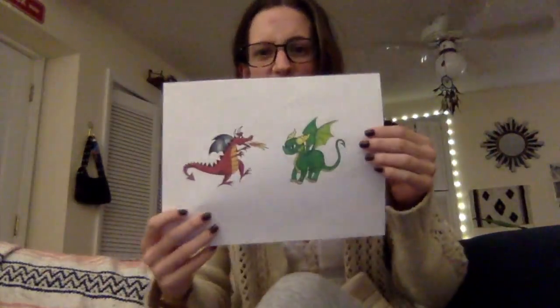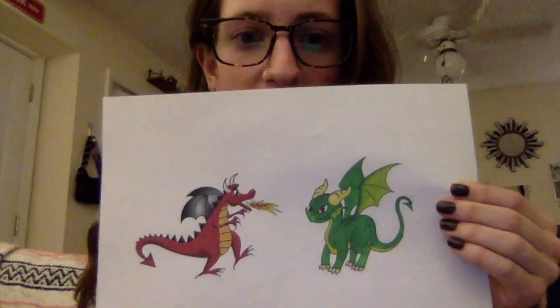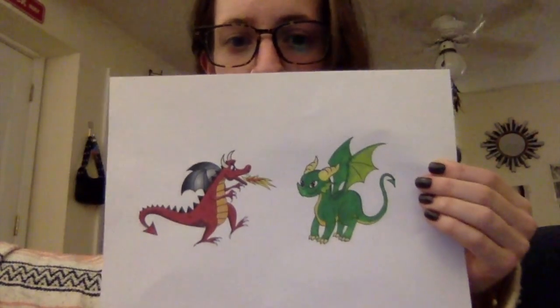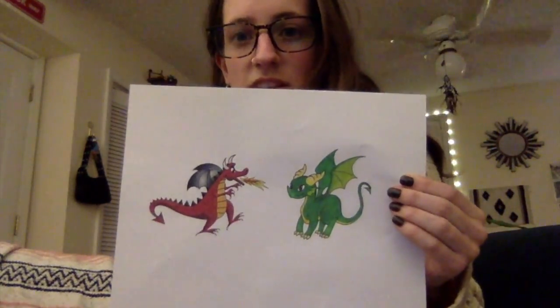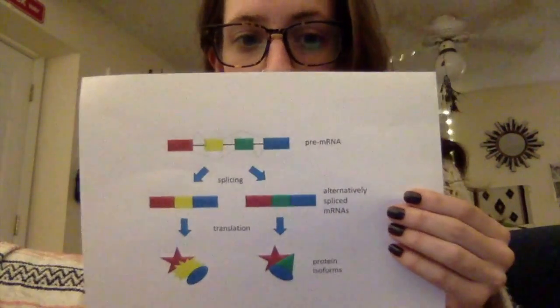So the dragons still had a couple questions. They wondered, why is it that if they have the exact same genome sequence, they still end up getting differences in their skin? This comes down to RNA splicing.